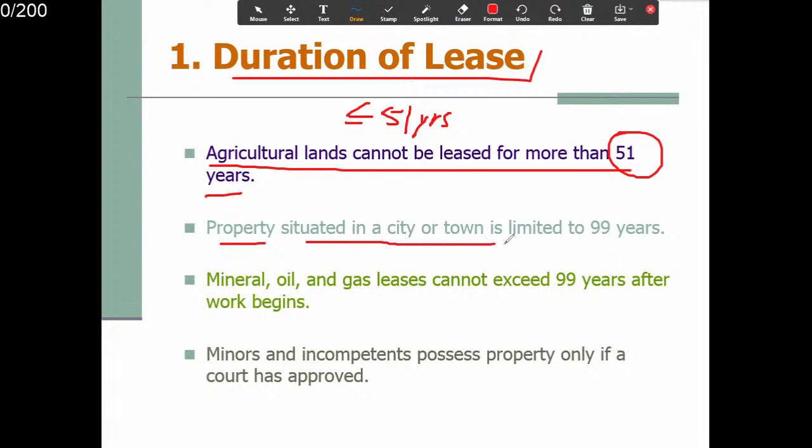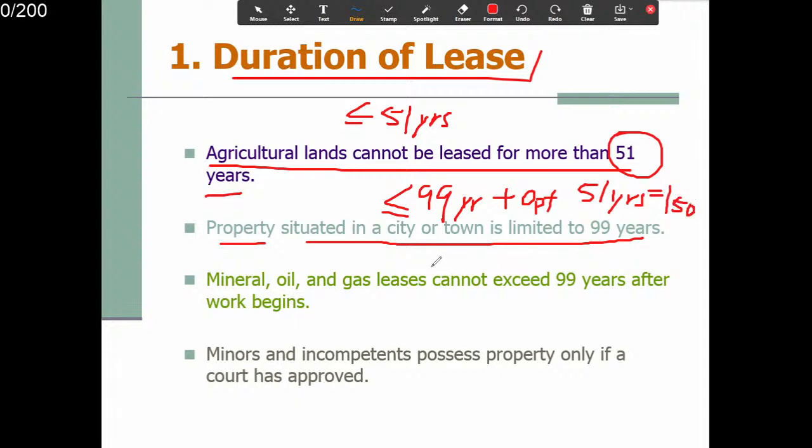Property situated in a city or town is limited to 99 years. Okay, 城市这方面的话，right，要小于等于99年，小于99年。So what if I want to lease it over 100 years? Then you add an option to extend it 51 years. Okay, so then you have 150 years. That's how you do it. You add an option.